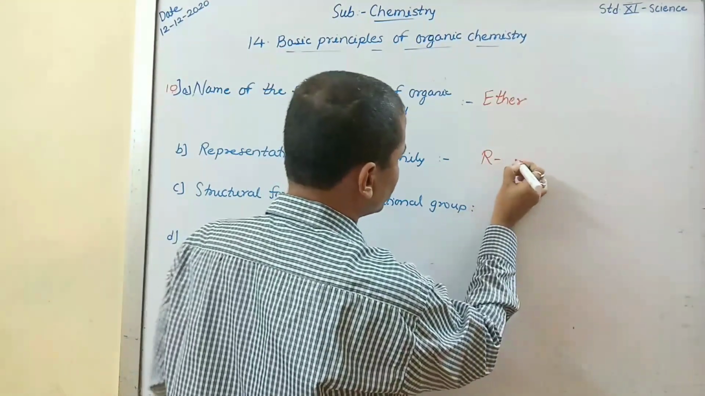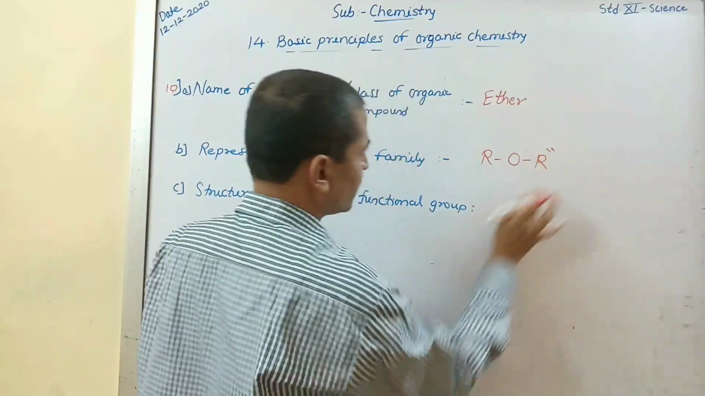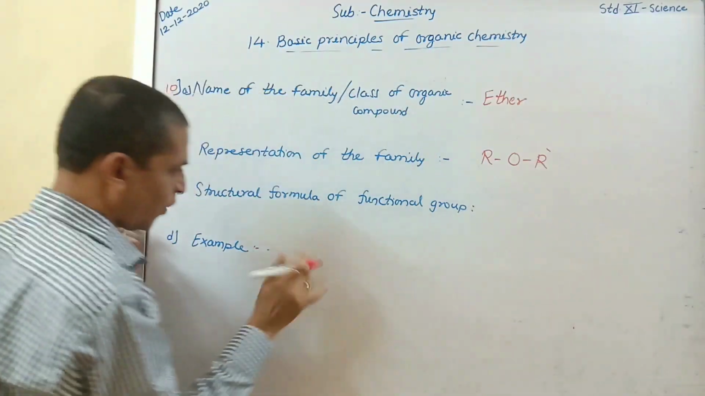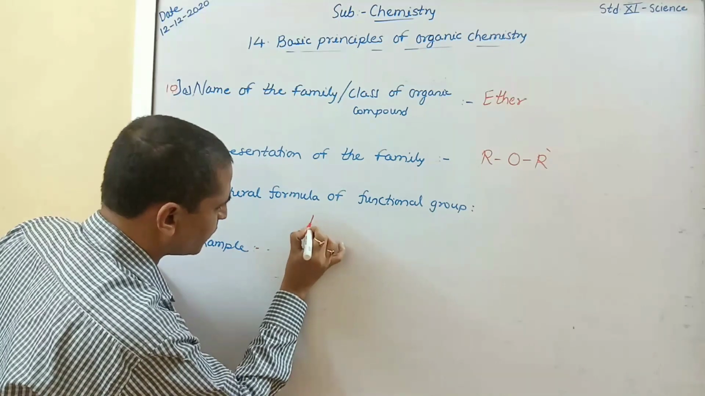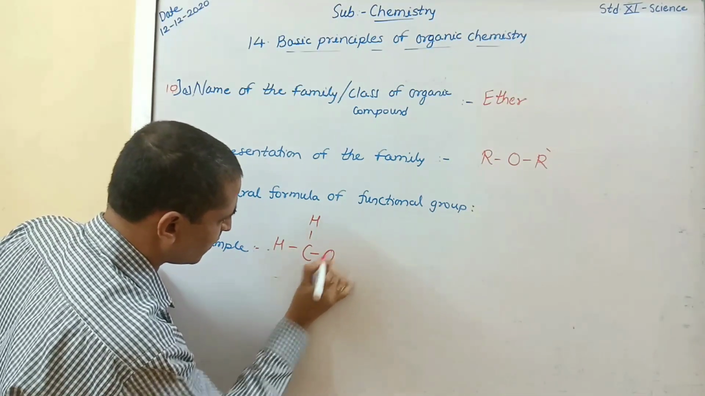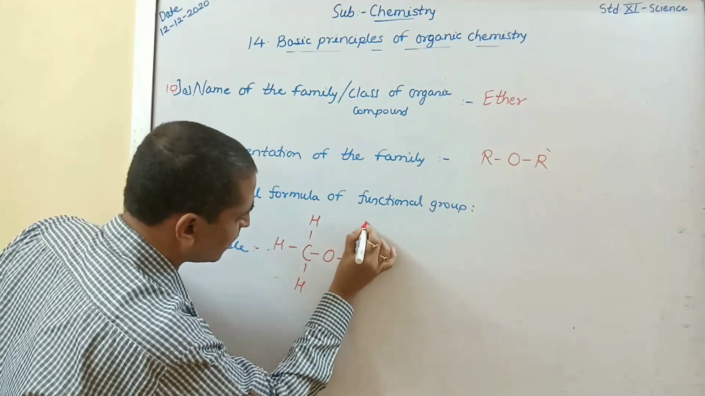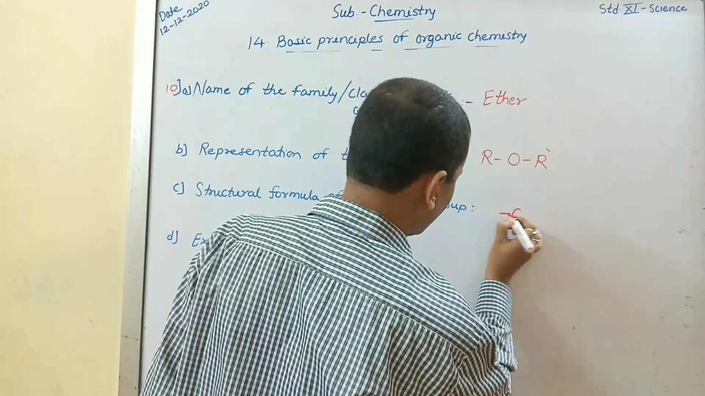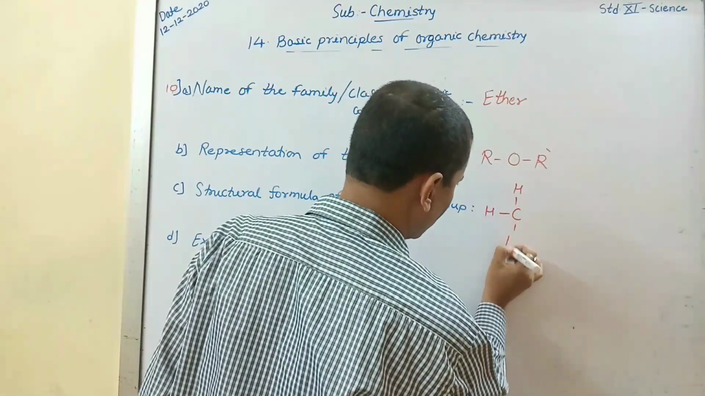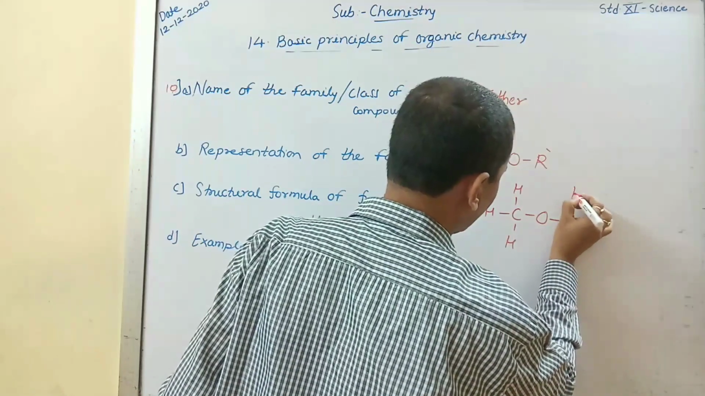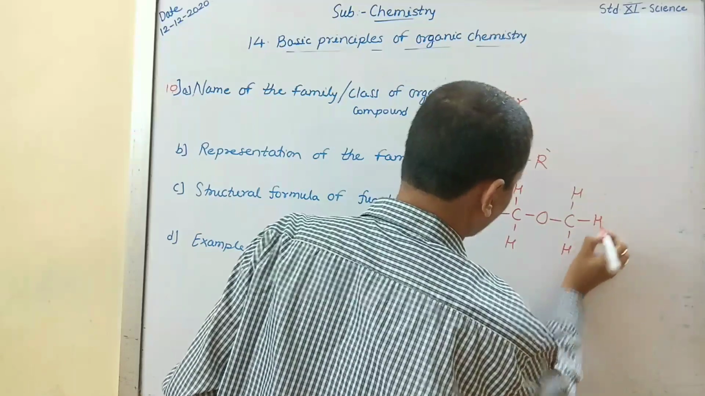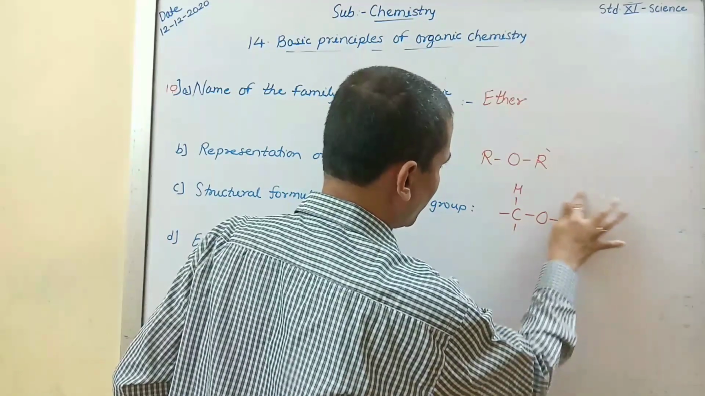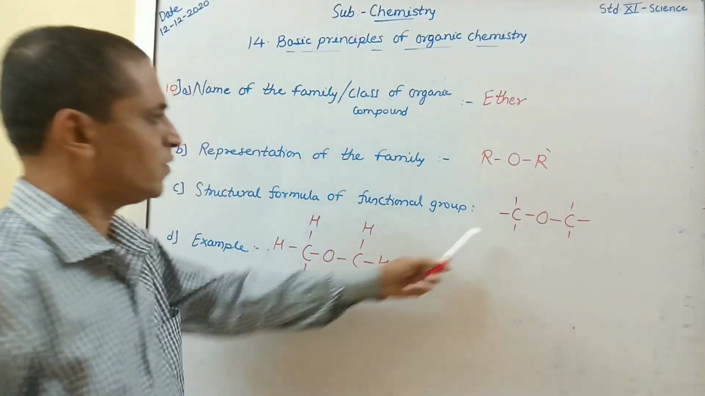Its general formula can be written as what? ROR dash. Now see, how to write this? First we put this example. Similarly, we have here C, H, H, H, H, H, O, C, H, H, H. Now remove these hydrogen atoms: 1, 2, 3, 4, 5, 6. This is the functional group of ether.